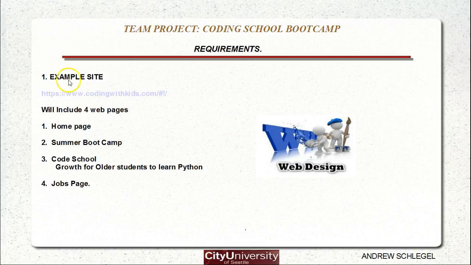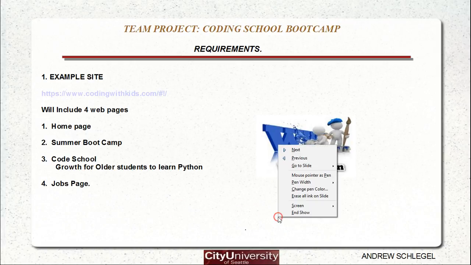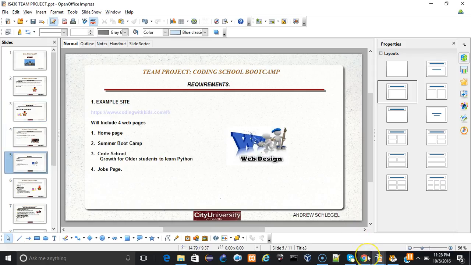Here's the example site. So basically, you're going to include 4 web pages: a home page, a summer boot camp page, a code school page for future growth, like we might want to include Python and Java or JavaScript, but at this time, we're probably not going to do that. I think we're going to have enough to do at the moment. And then a jobs page, where we can hire teachers and office workers, just whoever we might need to hire. So let's go ahead and take a look at the examples.